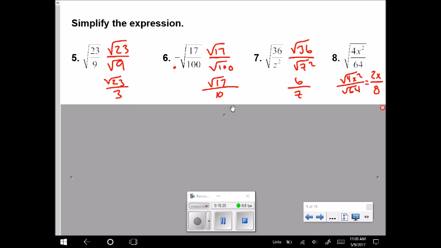So the question becomes, what happens if we still have that square root in the denominator? That's the last part of today, and I need to try to wrap it up here. So if I get going too quick, just pause the video.